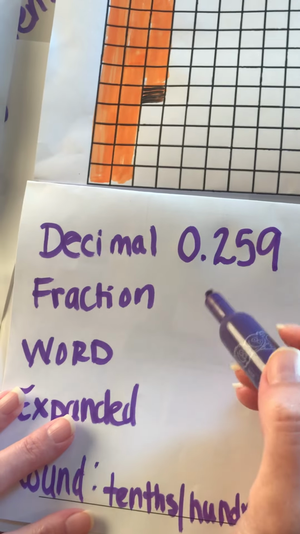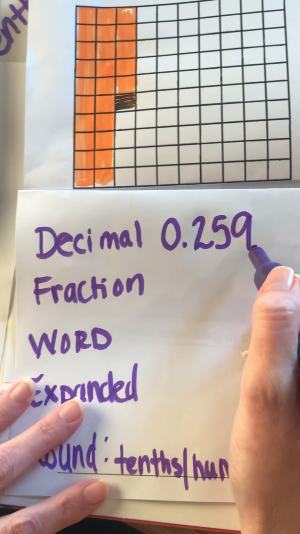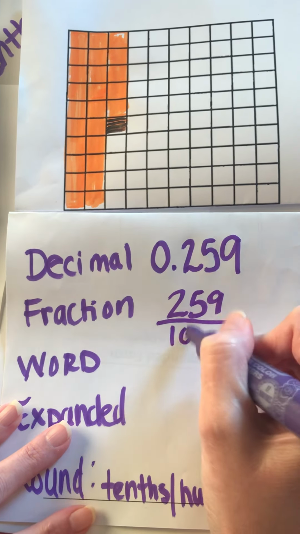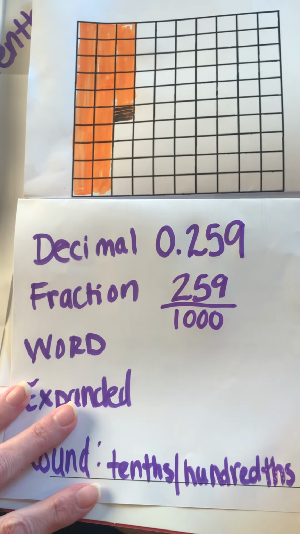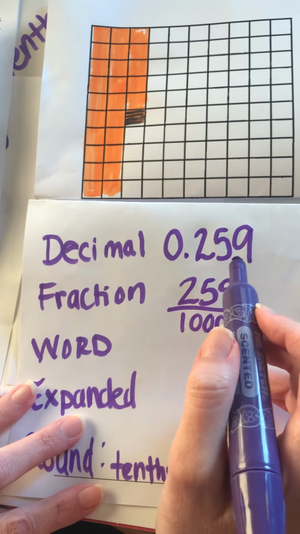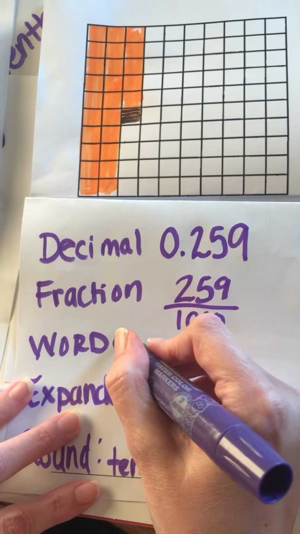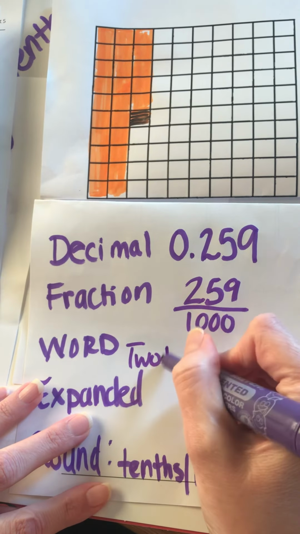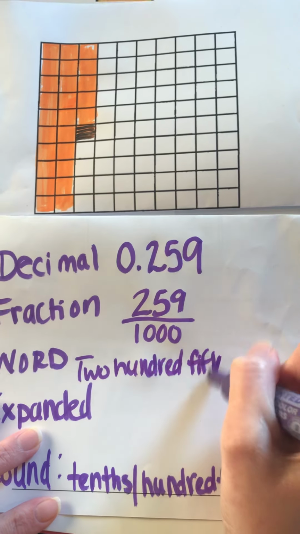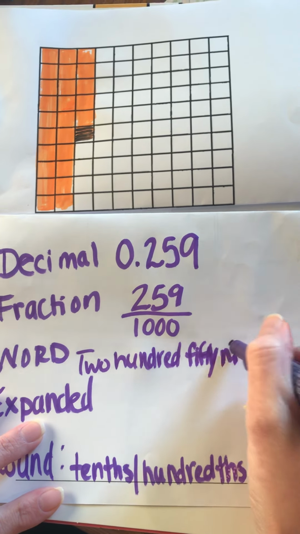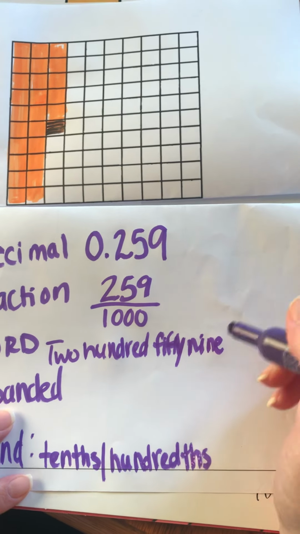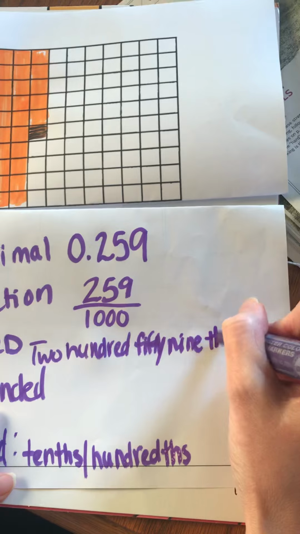So I can write that as a fraction. Since thousandths was my last place value, it would be 259 over 1,000. And then if I write that in word form, I would read it like I would if there were not a decimal point, and I would just say 200 and 59, and because my last place value is in the thousandths, I say 259 thousandths.